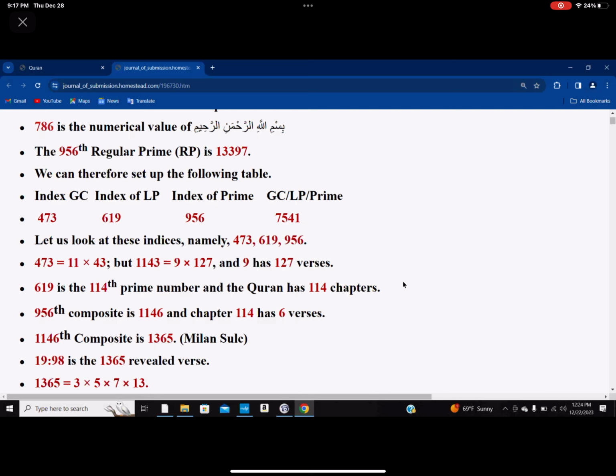Okay, so the indexes happen to be 473, Gaussian composite, 619, index of lonely prime, and index of prime is 956, as we just generated it. So this prime number happens to be 7541. And look at all of these indices: 473, 619, and 956. 473 actually happens to be 11 times 43, but 1143 is equal to 9 times 127. Again, points out to 9 having 127 verses. 619 happens to be the 114th prime number, and the number of chapters in the Quran is actually 114. So again, it tells you, I'm talking to you about the Quran.